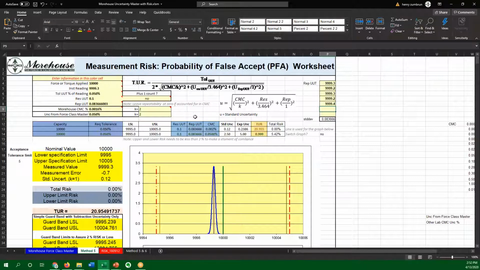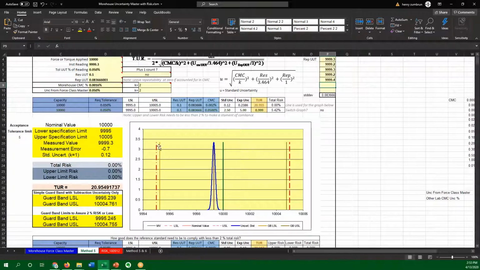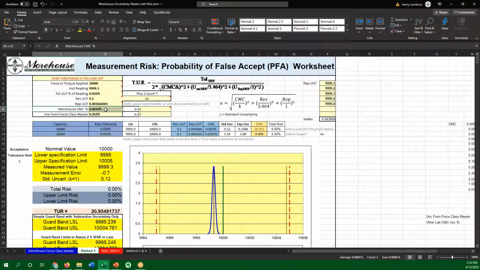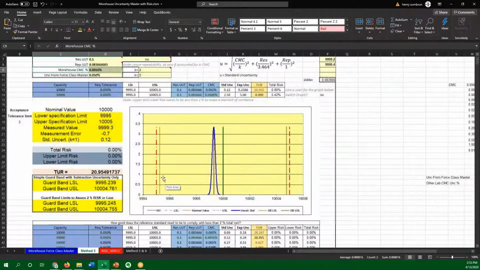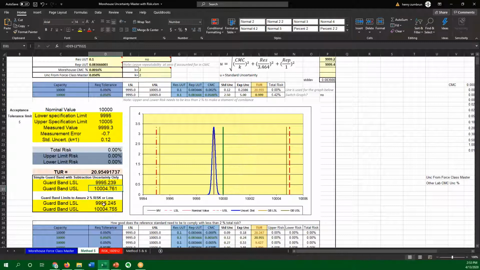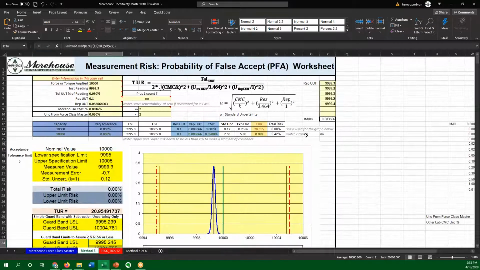It's 9999.3, and I look at the side. This tells me that with my standard, the Morehouse standard at 16 parts per million, to make a statement of compliance with 2% risk or less, my number has to fall between 9995.245 and 10,004.755. If I just subtract the uncertainty only, this is what the number is going to fall in between. But I want less than 2% risk. That's what we want, so this sheet shows that.